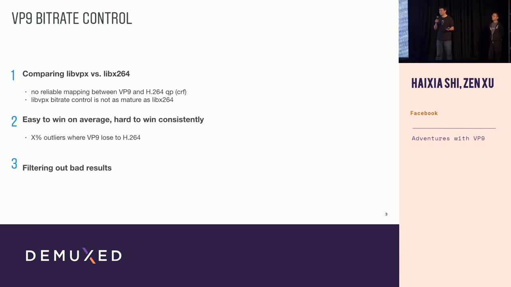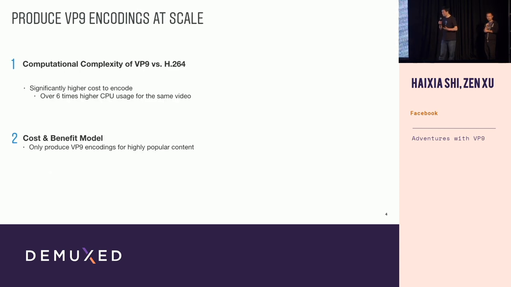However, there is a little caveat. The majority of the VP9 encodings are better or neutral quality. There are going to be some corner cases, a few percent edge cases, where they are actually worse. We don't want to dig into the reasons. We simply filter those out and make sure those VP9 encodings never go to the users. So we solved that problem.